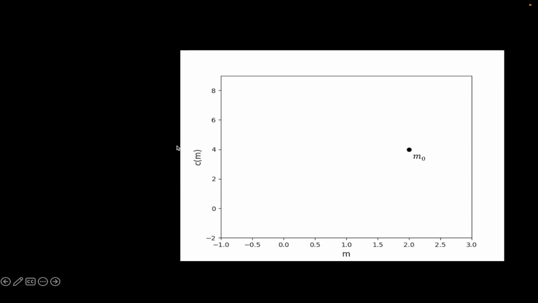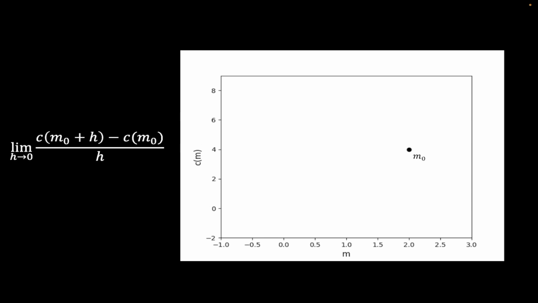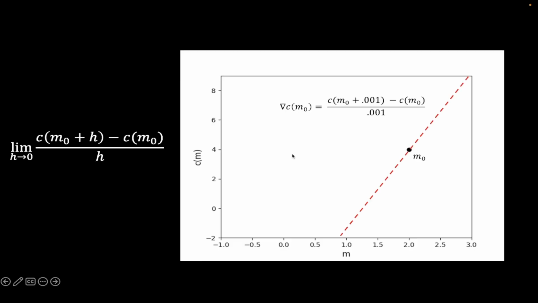We don't even need to know what our cost function is in order to do this. We can just use the formula that we showed previously, right? The question is, there's a limit here, right? As h approaches 0 of this quantity. So how do we actually do that? The answer is just pick some really small value for h. Okay, so our gradient of c of m at m naught is given by this.